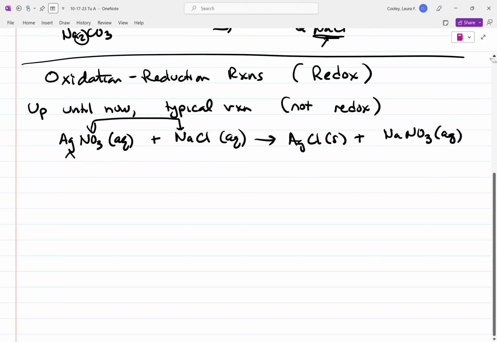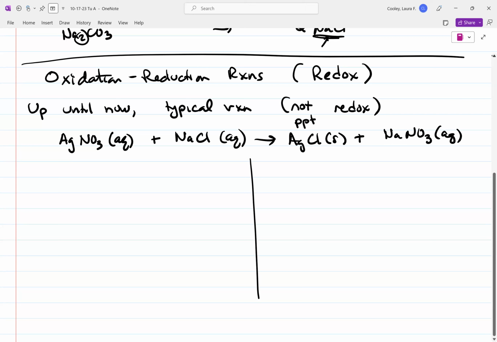Okay, sodium nitrate is soluble, so I put an aqueous there. AgCl, if you look on the solubility chart, is a solid. It's not soluble, so this is a precipitate. So this is a precipitation reaction. But what I want to do is examine the players in this reaction very carefully.